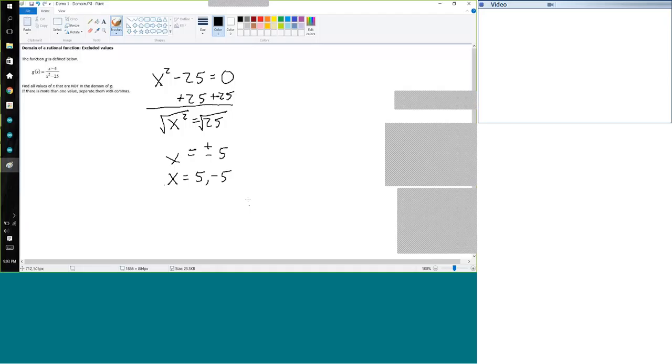Another way that they didn't ask us to do here, I'm going to do it just for the sake of showing, would be interval notation, where we know that x can be everything except for 5 and negative 5. So I would say that it would start at negative infinity, go up to negative 5, be unioned with negative 5 to 5, and also unioned with 5 to infinity.